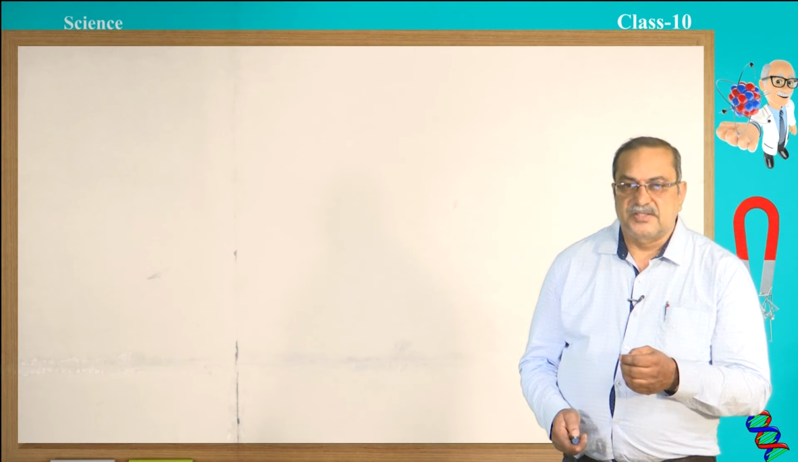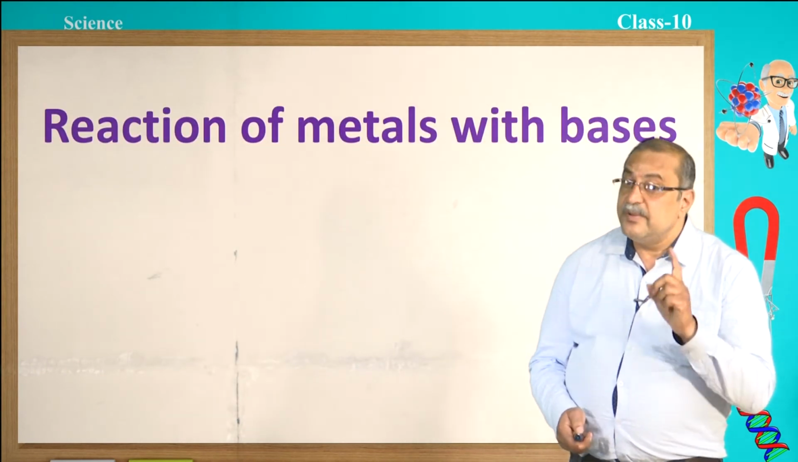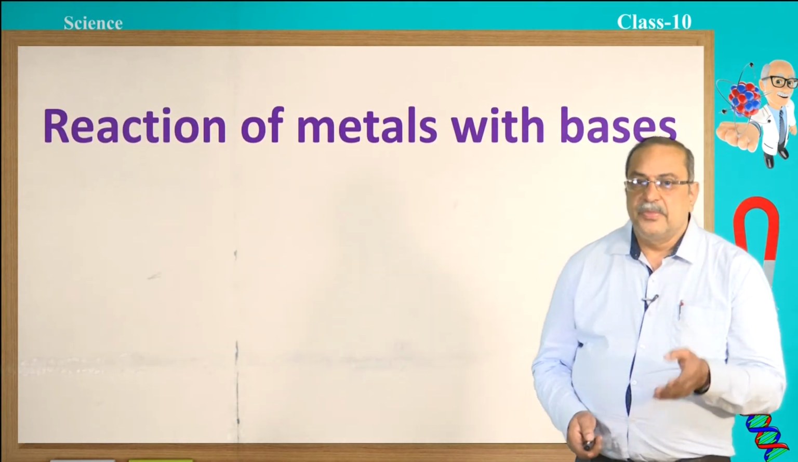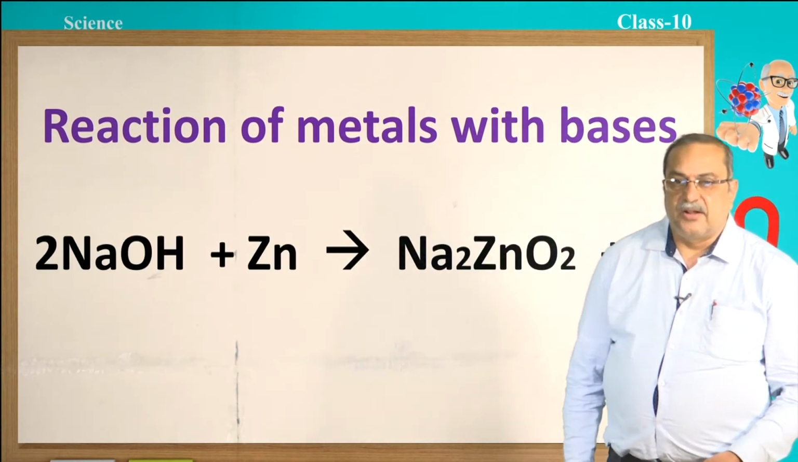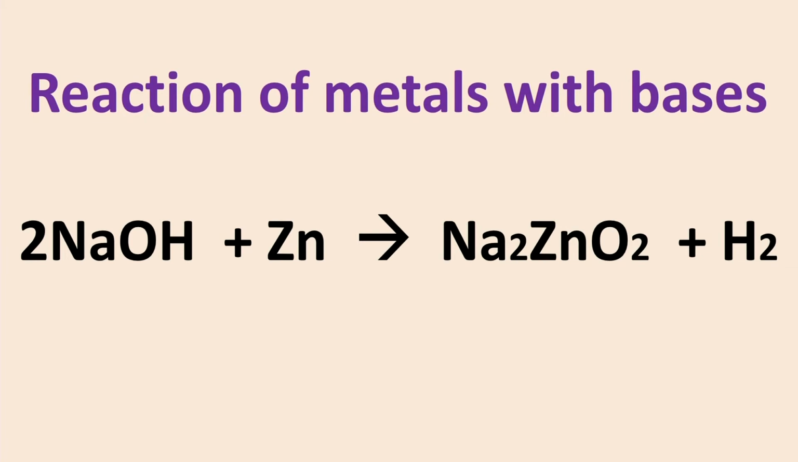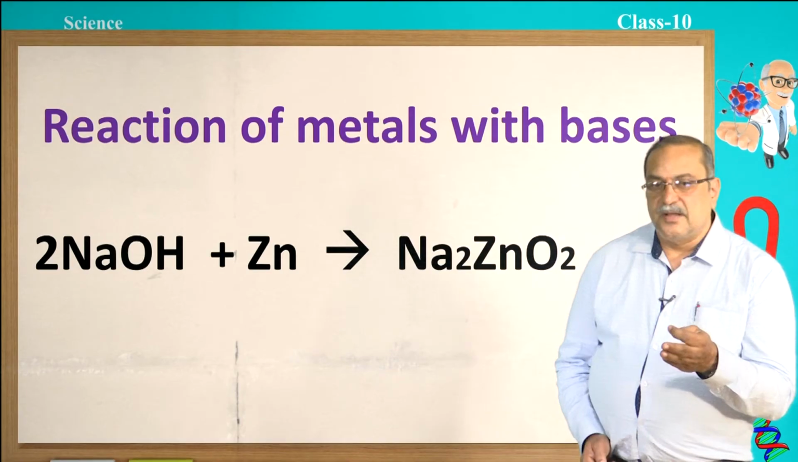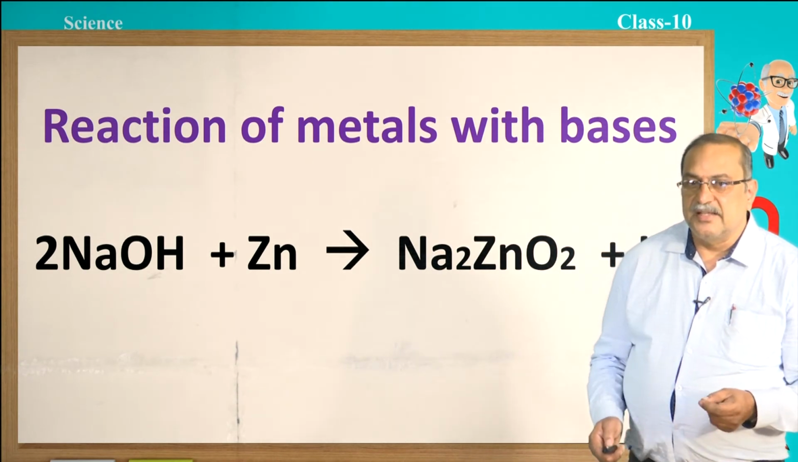Next we go for the reaction of metals with bases. Acids we have seen. Now, you can see how the bases react with the metals. I have taken sodium hydroxide plus zinc granules. Sodium hydroxide reacts with zinc to produce sodium zincate, Na2ZnO2, and hydrogen gas is going to be liberated. So, here also hydrogen is liberated, but not all bases react like this.